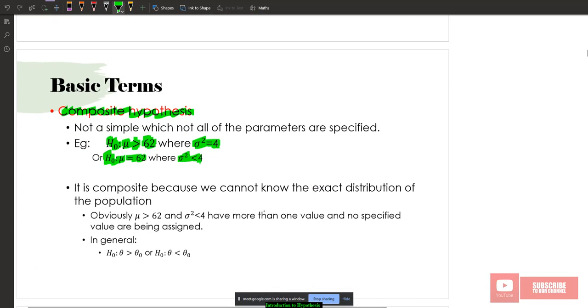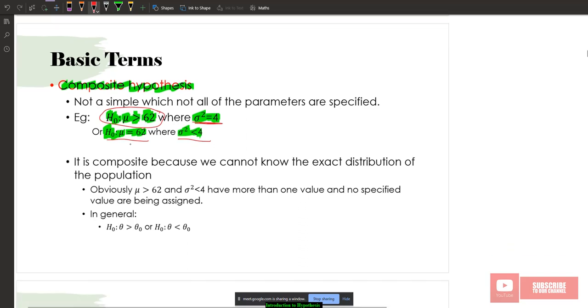For a composite hypothesis, it does not have a specified value for both mean and variance, or for either one. For example, this one, mean is more than 62, so it does not have a specified value, where the variance has a specified value. This is a composite hypothesis. And another one is where the mean has a specified value, but the variance is not specified. So this is also a composite hypothesis.